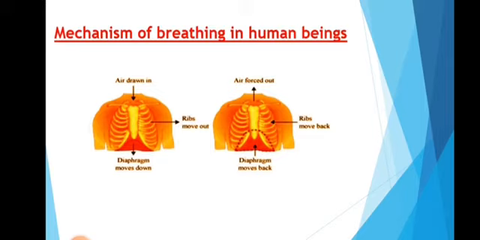Whereas when we exhale, the ribs move down and inwards while the diaphragm moves up to its original position. So this reduces the size of the chest cavity and the air is pushed out of the lungs. These movements in our body can be felt easily if you try to take a deep breath.